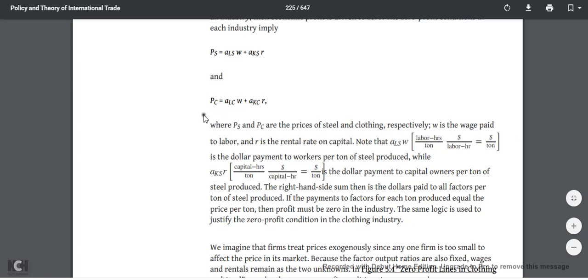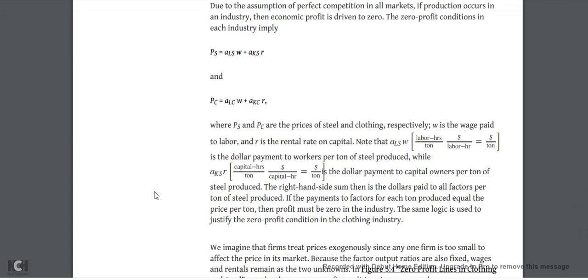PC is also the price of clothing. So here we are taking these two factors, and initially we have considered that only these two factors have been added to determine the price. Why is it so? Why is profit not added? Because we assume that the production takes place at zero economic profit. Okay.